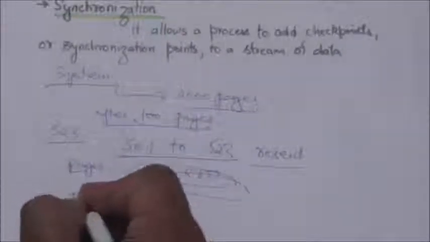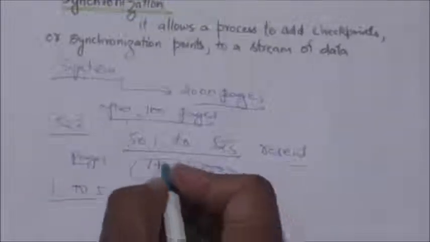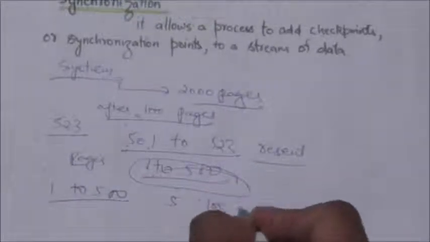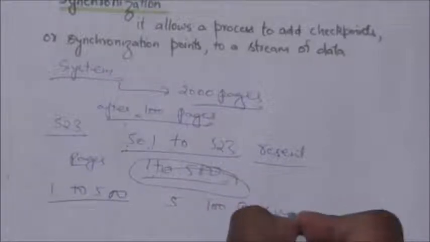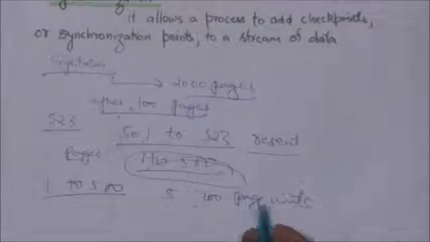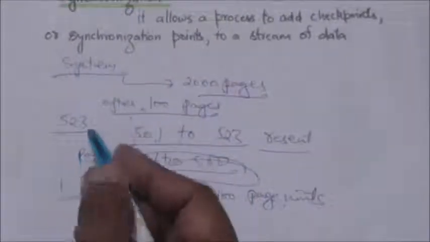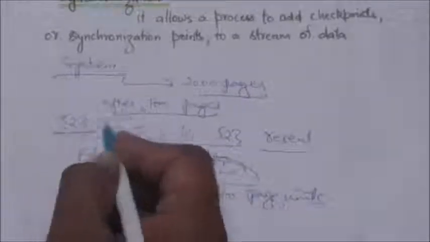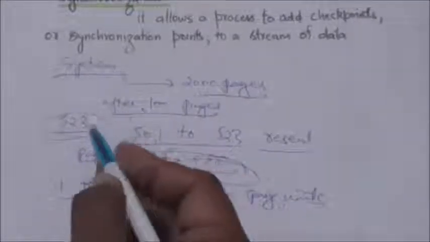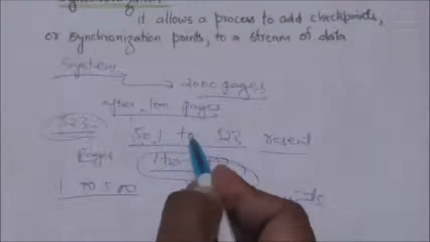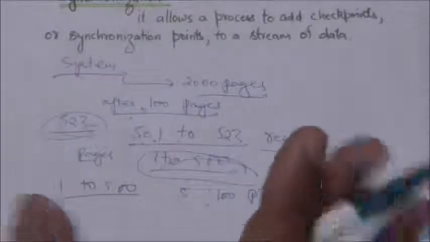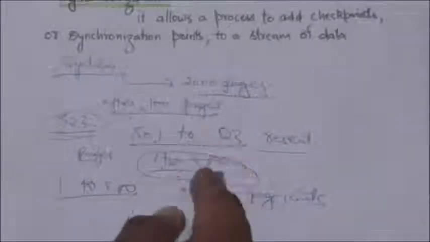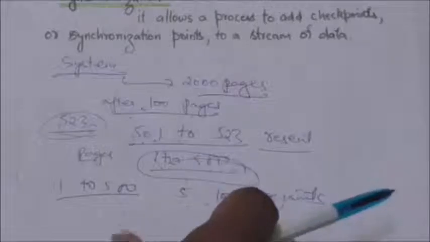The pages 1 to 500 form 500 page units which were received and acknowledged independently. So if a crash happens during the transmission of page 523, then after system recovery, pages 501 to 523 need to be resent only. Pages 1 to 500 don't need to be resent.